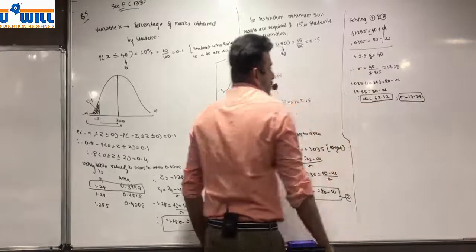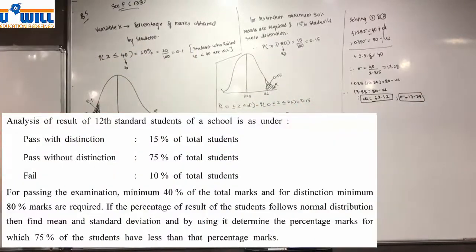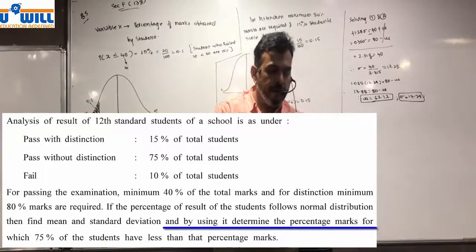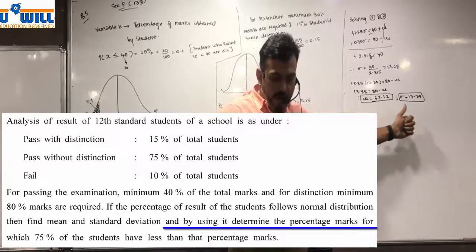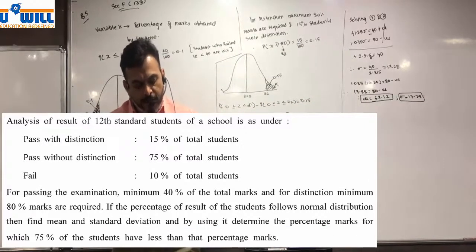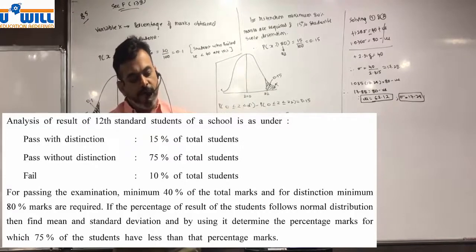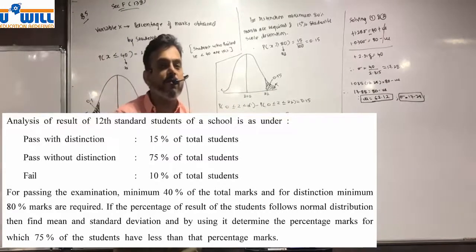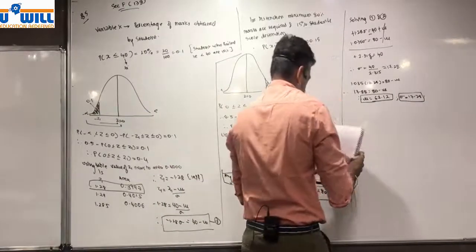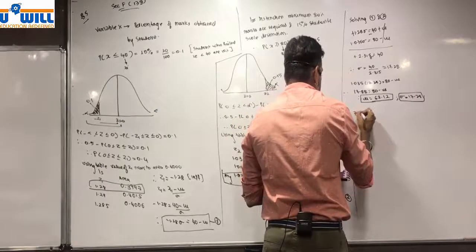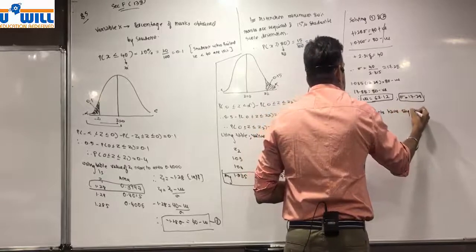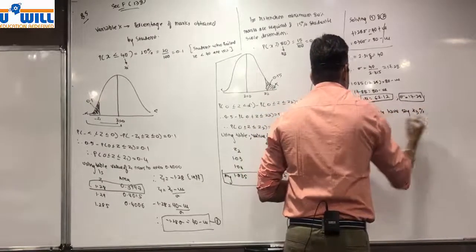Now, second part of the sum is over. We go to the third part. And by using it, we have to use now mu and sigma. We have to determine the percentage marks for which 75% of the students have less than that percentage marks. So now, 75% students have, say, x3 percentage marks.